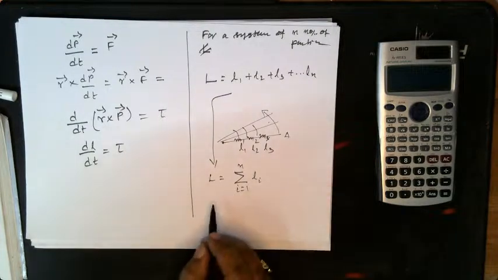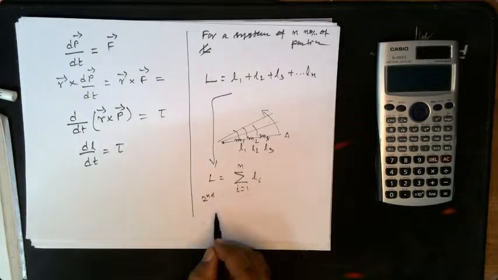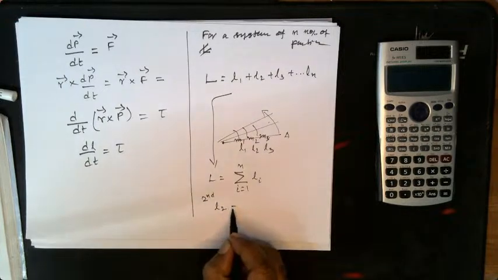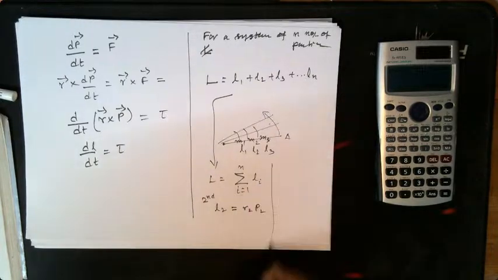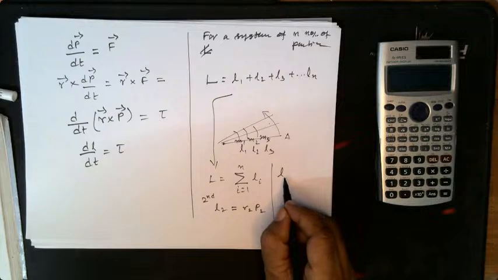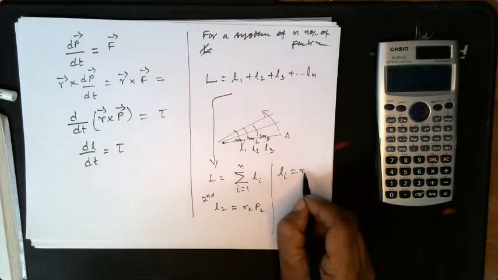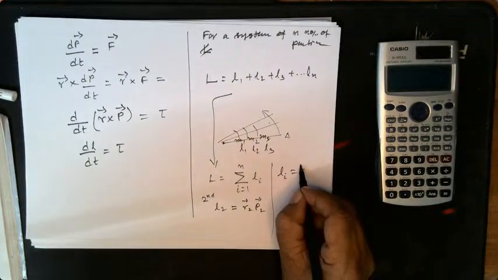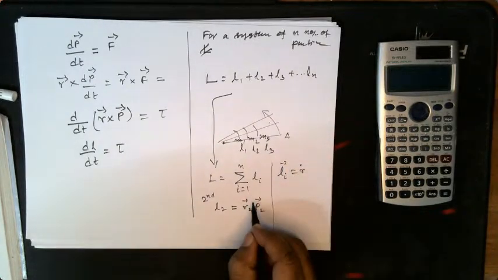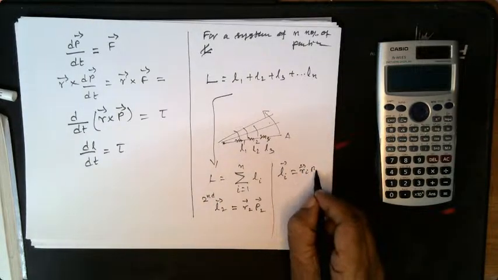Now what is the angular momentum of the second particle? L2 is equal to R2 cross P2. Do you understand? Similarly, what is the ith angular momentum? Li is equal to R vector cross P vector. You should always put these vectors. Okay, don't forget this. So Ri and Pi.